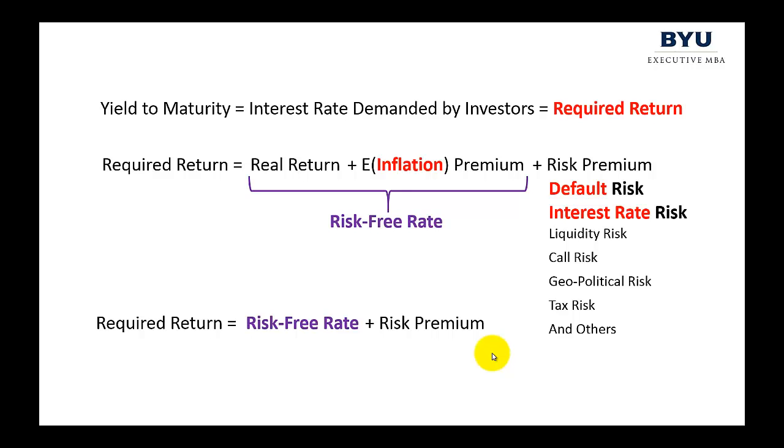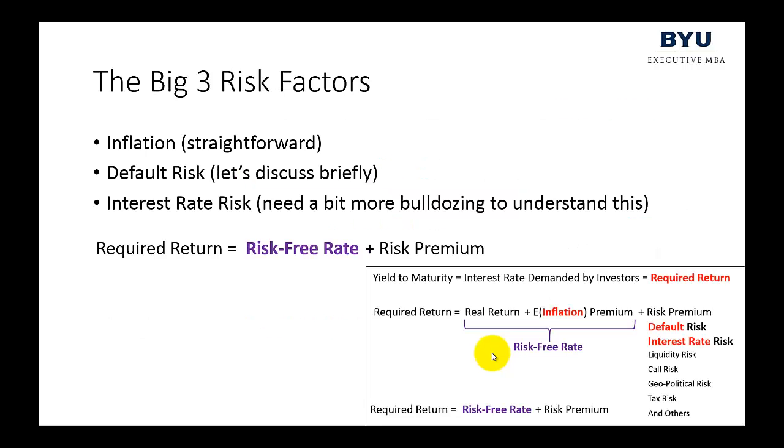I really hope you'll remember that, because when we come back and try to value stocks, we're going to return to that definition of required return. Okay, so we said there are three big risk factors: inflation, default risk, and interest rate risk. I want us to think for a second about the impact that movements in these risk factors might have on the yield to maturity, which is also called the required return.